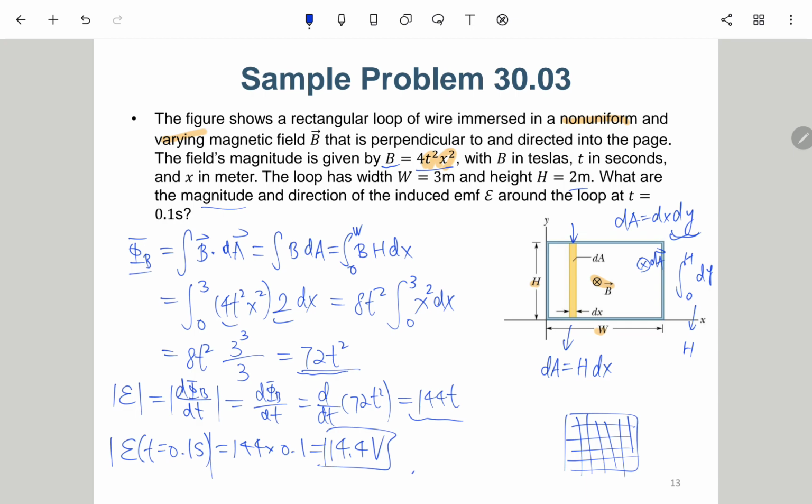And of course we need to determine the direction of this induced EMF using Lenz's law. In such a way we have a B field pointing into the page and it's increasing, so the induced B should be pointing out of the page according to Lenz's law. So using the right hand rule, you use a thumb pointing out of the page, your other fingers should be somehow counterclockwise.